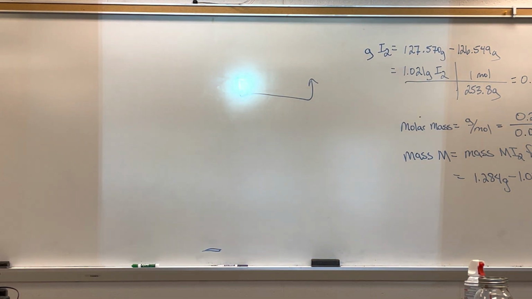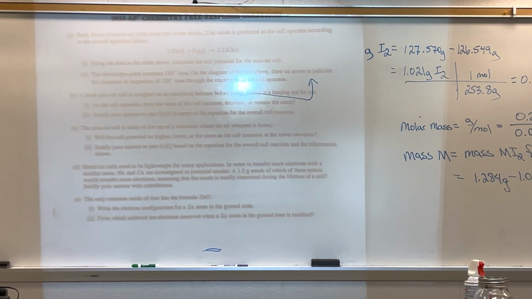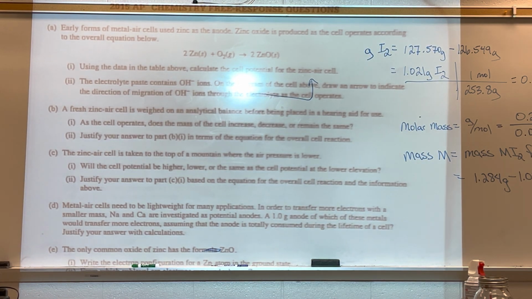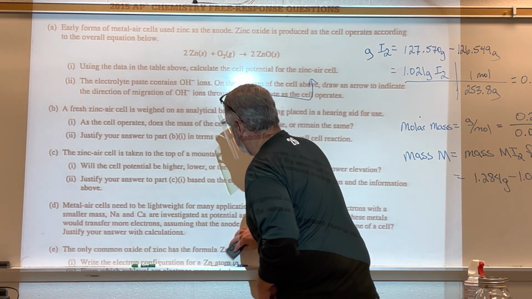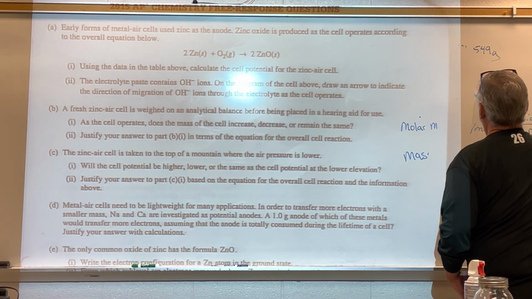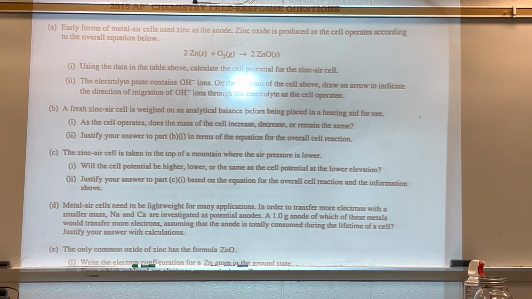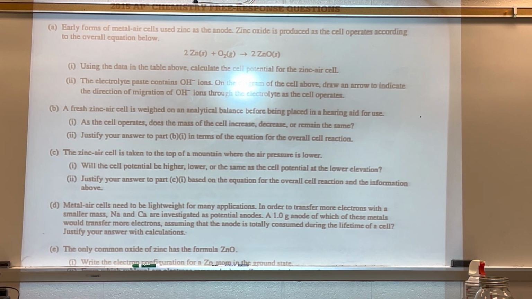Let's look at 15. Early forms of metal air cells use zinc as the anode. So what does that mean is happening to the zinc? It's being oxidized. Zinc oxide is produced as the cell operates according to the overall equation below. Using data in the table above, it's on the other side. Calculate cell potential for the zinc air cell.